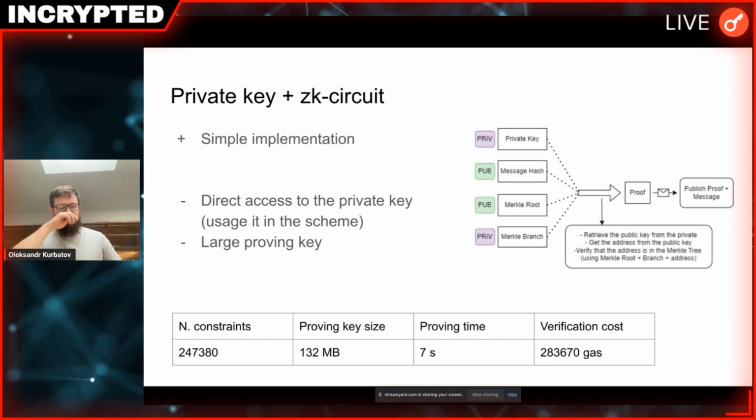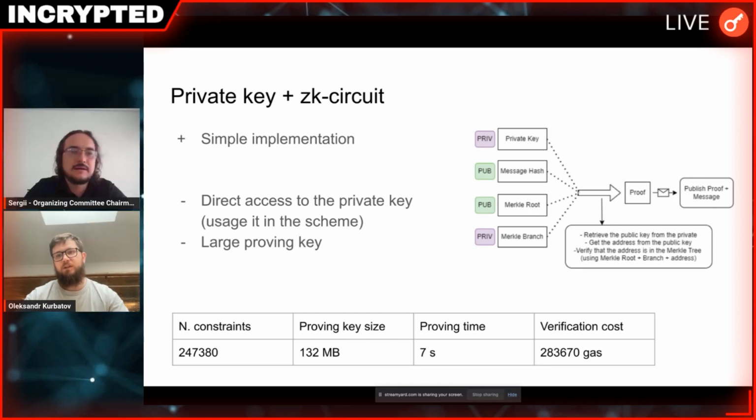The first one is the simplest model. We are not talking about the key constructions, not about the group signature scheme, etc. So in the first example, we use a private key and ZK circuits.